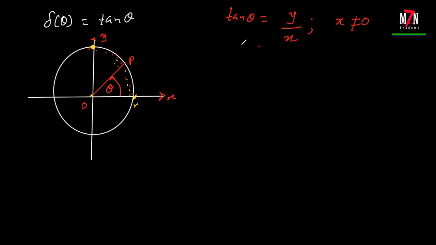But from the definition we know tan theta should not have values where x becomes 0, right? So what is the value here when x becomes 0? That is 90 degrees. Okay, keep it there and come to here.